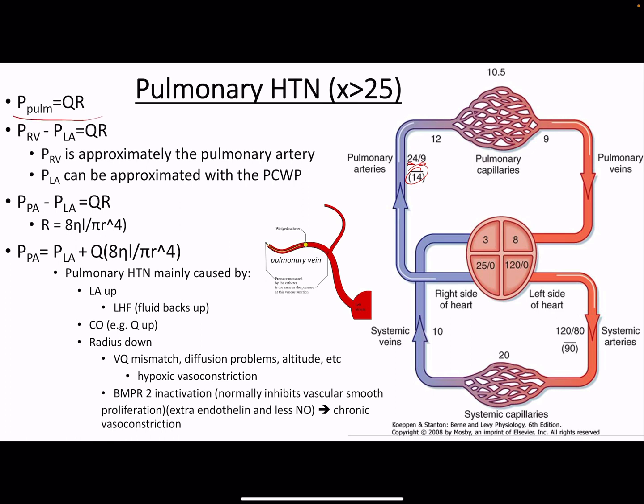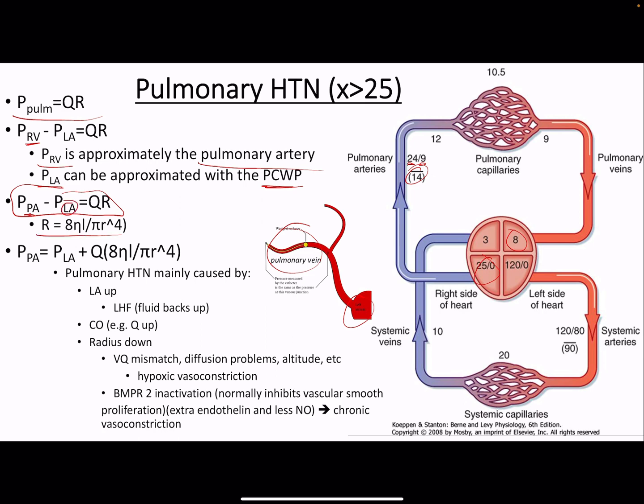Ohm's law analog, the pressure in the pulmonary system is equal to the flow times the resistance. Well, the pressure is really just the pressure differential between the right ventricle and the left atrium. Well, the right ventricle is really just approximating the pulmonary artery. The left atrial pressure can be measured by the pulmonary capillary wedge pressure. So putting a catheter in the pulmonary vein gives us the pressure there, and that's really just the pressure of the left atrium. So we can rewrite this as, just substituting the RV for PA, knowing that LA can be determined again by the pulmonary capillary wedge pressure.